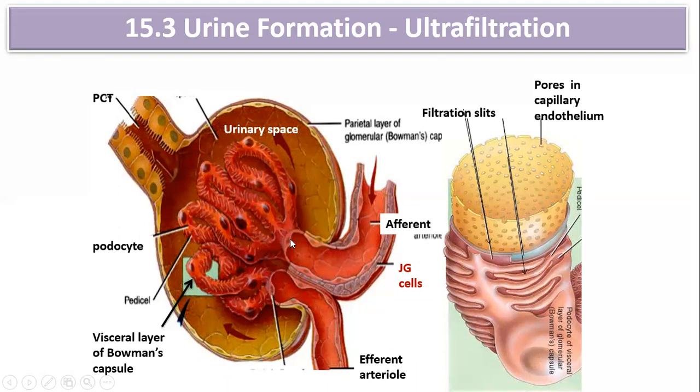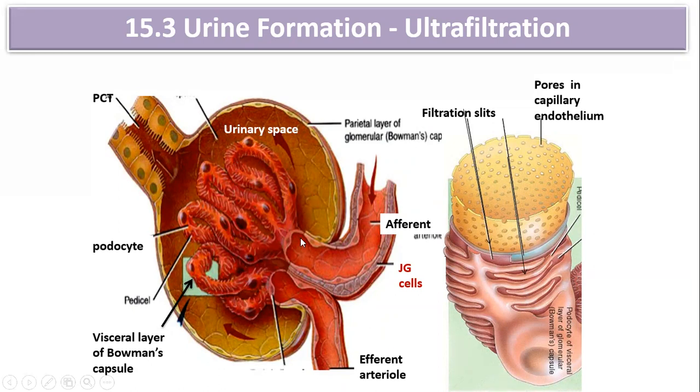So there is a difference in the diameter. The afferent arteriole has a larger diameter than the efferent arteriole, so blood enters the glomerulus at a faster rate than it leaves. Because of that, there is a pressure inside the glomerulus known as glomerular hydrostatic pressure, or capillary hydrostatic pressure. It is one and the same.